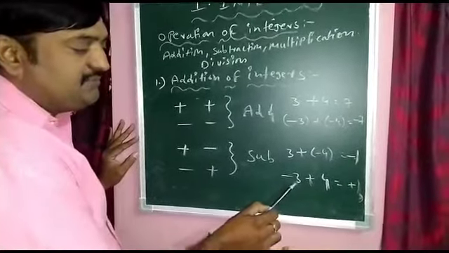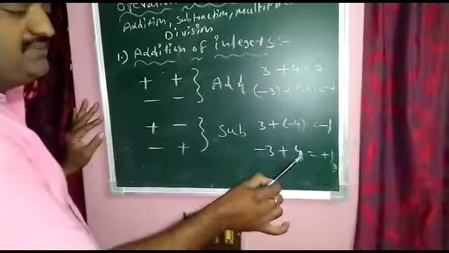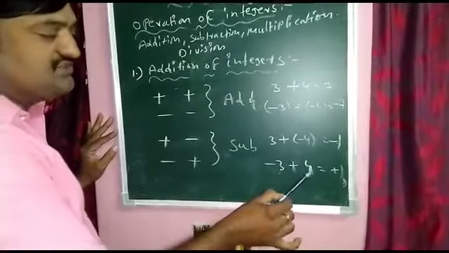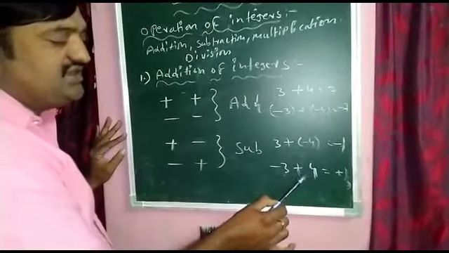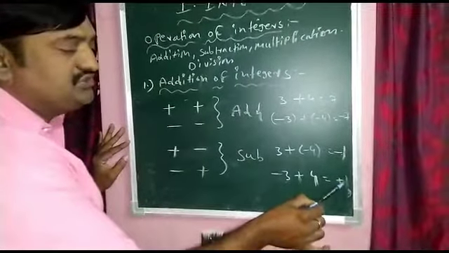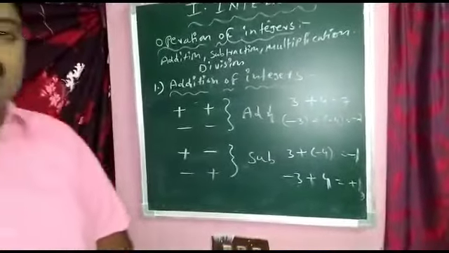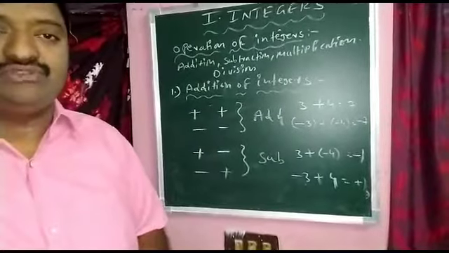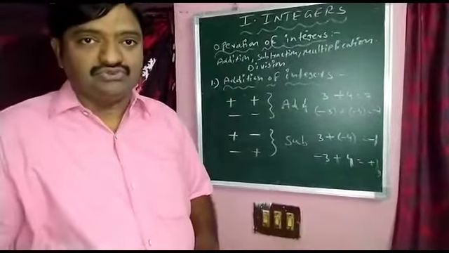Here, minus 3 is a negative integer, plus 4 is a positive integer. The difference, 4 minus 3, is 1. The positive number is bigger, that's why you write a positive integer. Like this way you will do this exercise. First, observe exercise 2 one time.